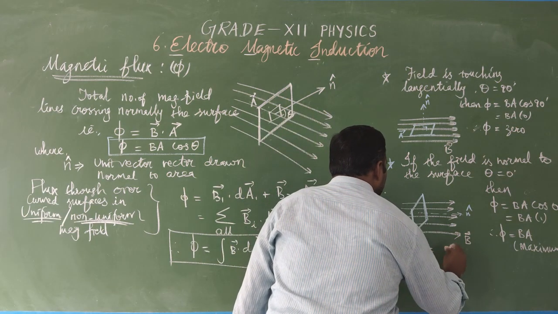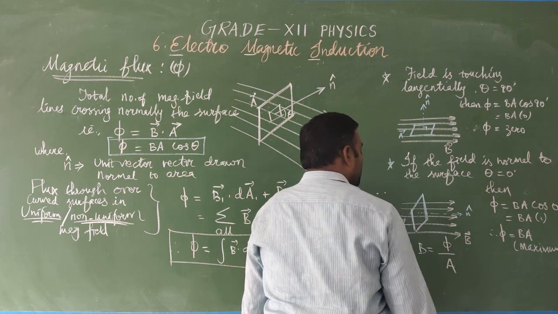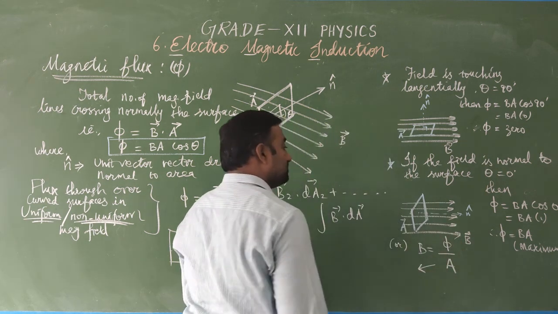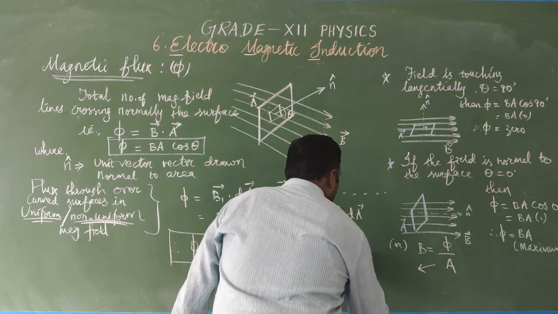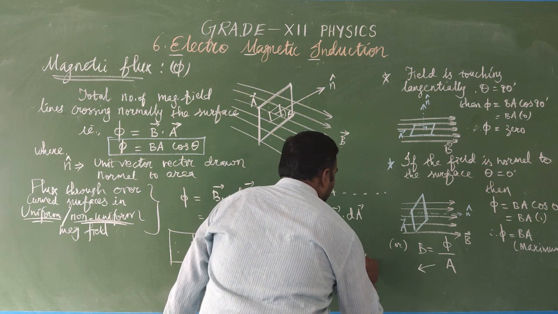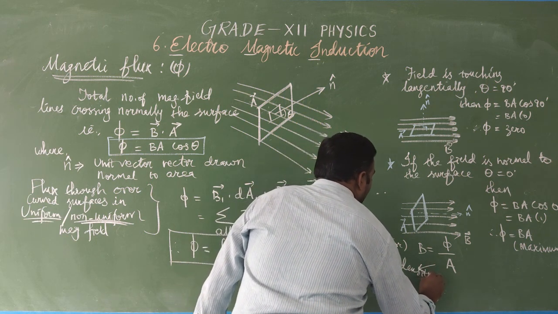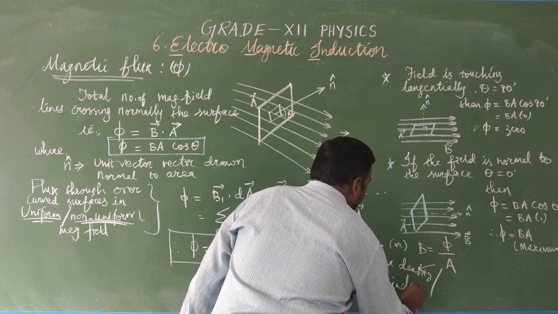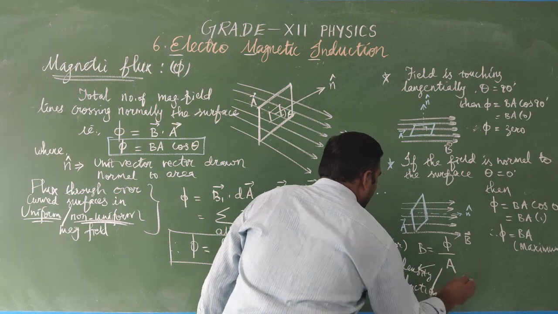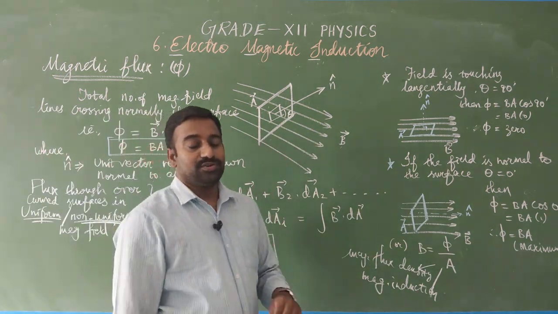The magnetic field is the ratio of the flux enclosed in the unit area. This can be denoted as magnetic flux density or magnetic induction. This is called magnetic flux density or magnetic induction. Okay, so that was just the introduction.